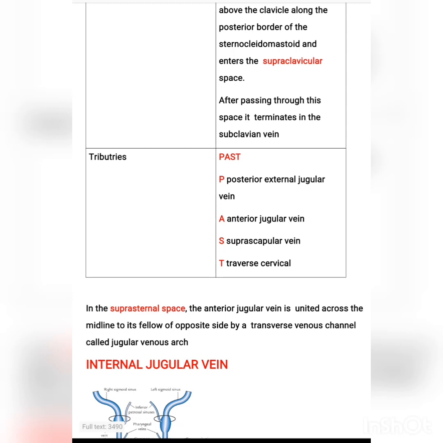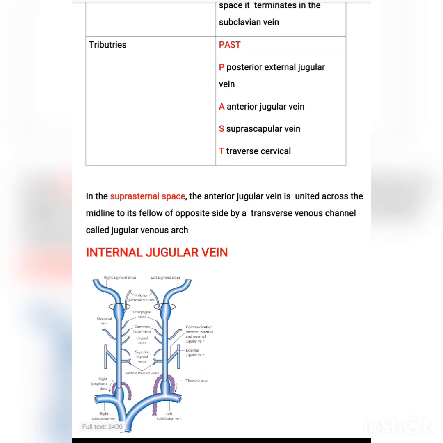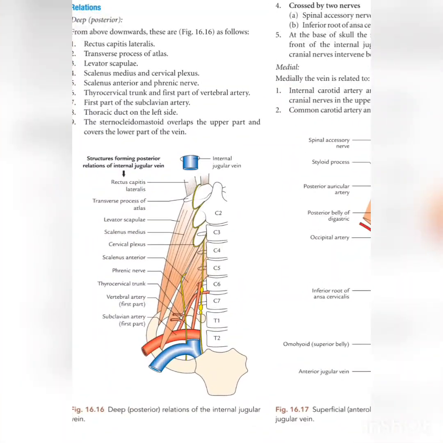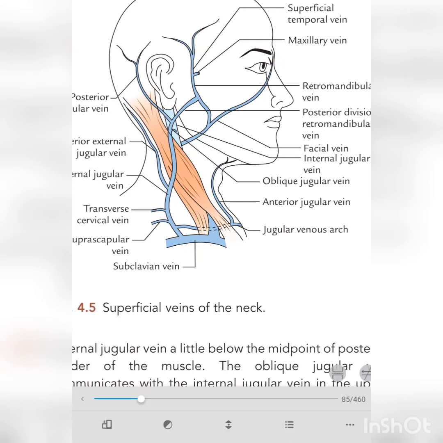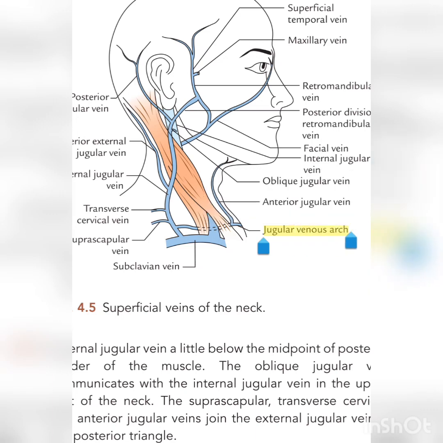So in the suprasternal space, the anterior jugular vein is united across the midline to its fellow of the other side by a transverse venous channel called the jugular venous arch. So I told you that the suprasternal space contains the anterior jugular vein, and there's a connection between the anterior jugular vein of one side to the anterior jugular vein of the other side with an arch called the jugular venous arch. So I'll be moving to the textbook for us to see it. So here is the connection between the anterior jugular vein and the other side. Look at this, it is the jugular venous arch. It connects the anterior jugular vein with the vein of the other side.